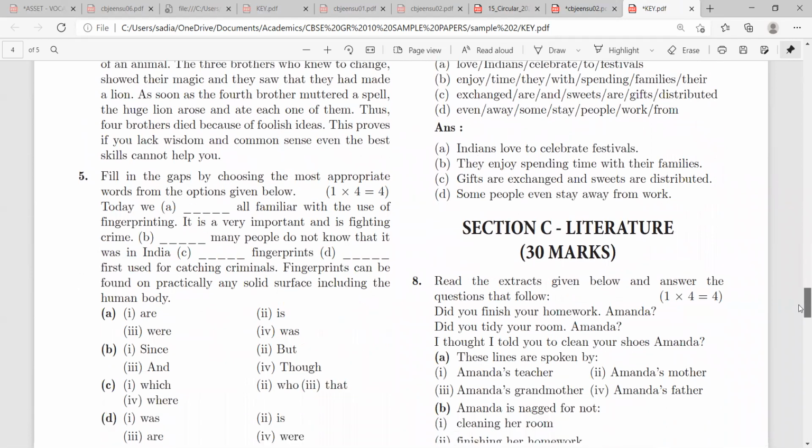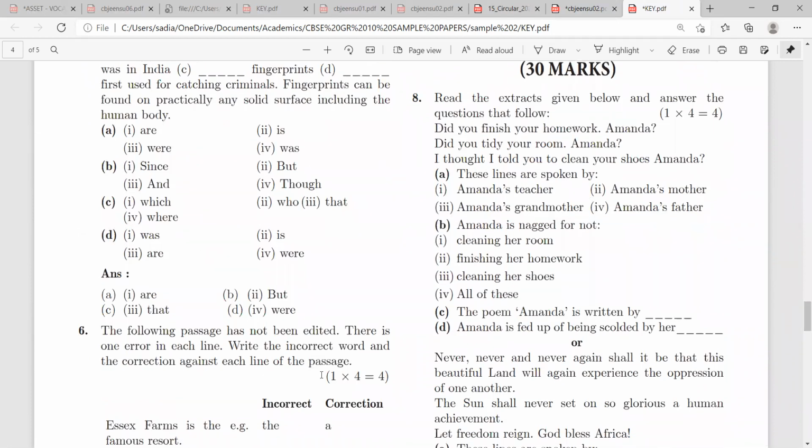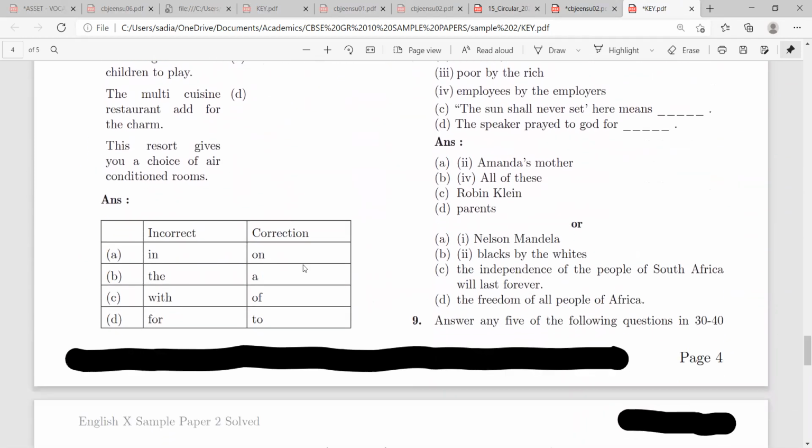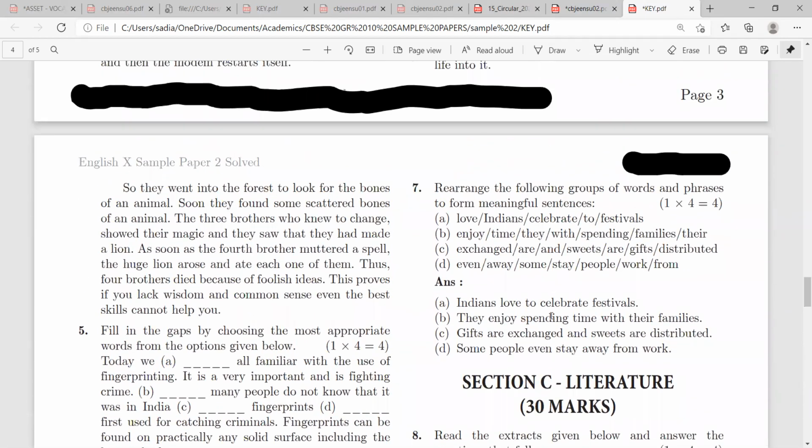Now let's look at the grammar. This column, the answers are given at the bottom. These are the answers. Check your answer. We have the question and the answers are given over here. Let us see the next column. The answers are given over here for the unjumbled sentences.